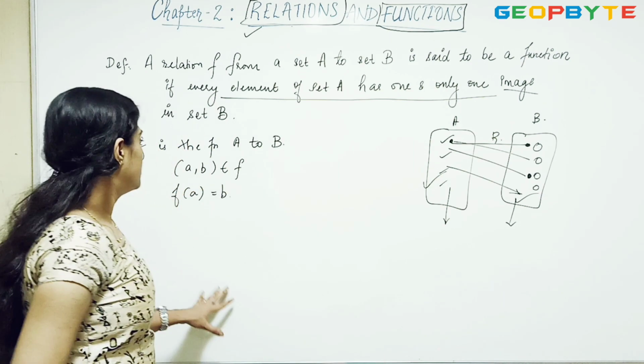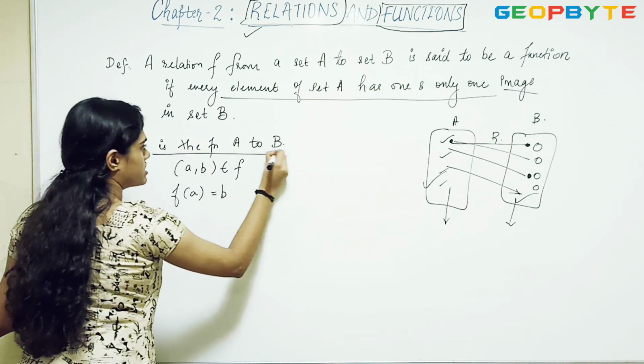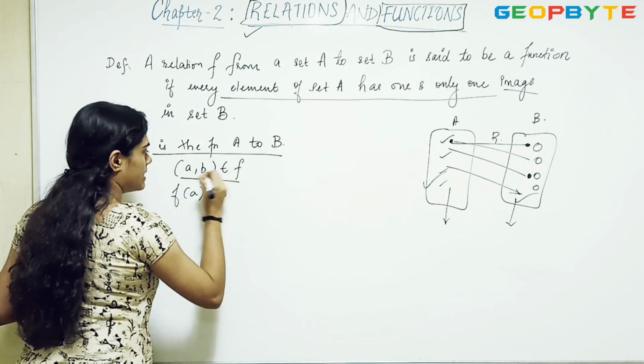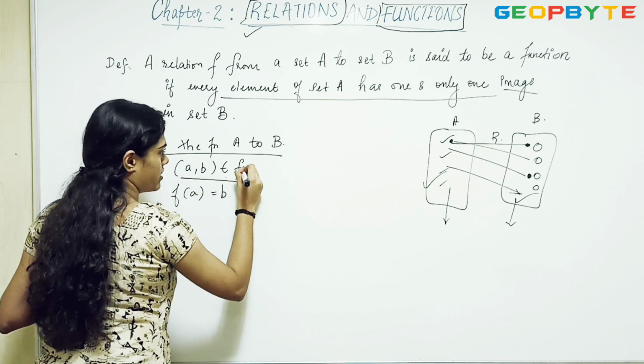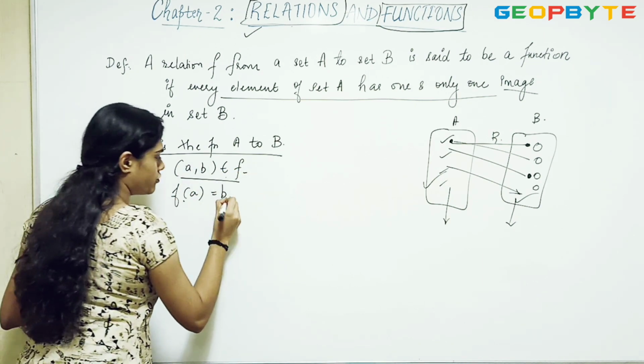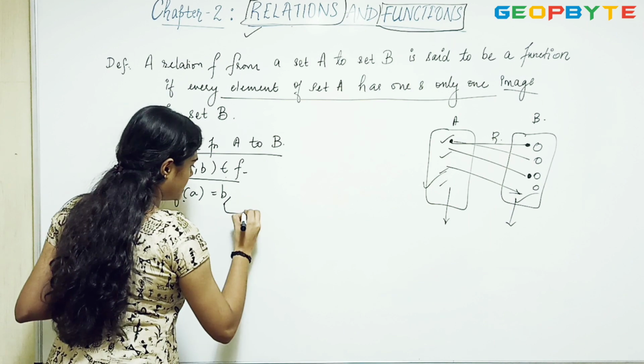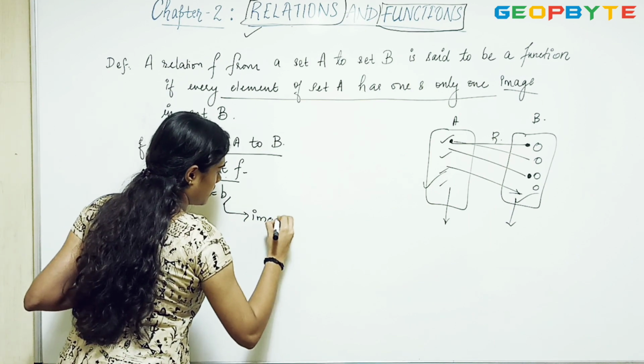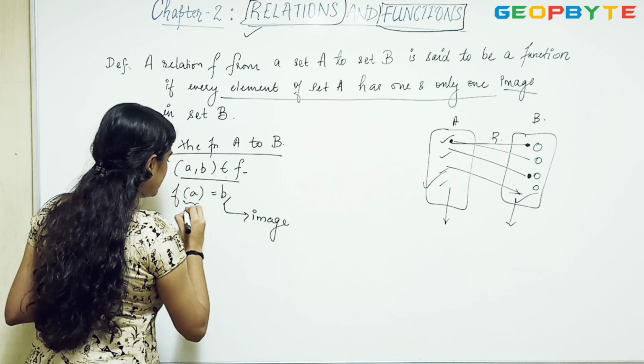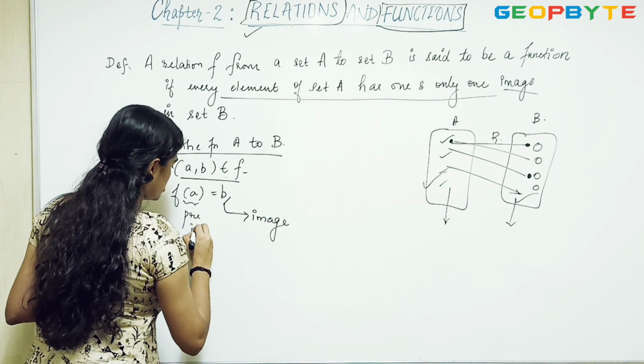That is, f is a function from A to B, and (a, b) is an element of the function. Then f of a equals b. Then b is my image and a is my pre-image.